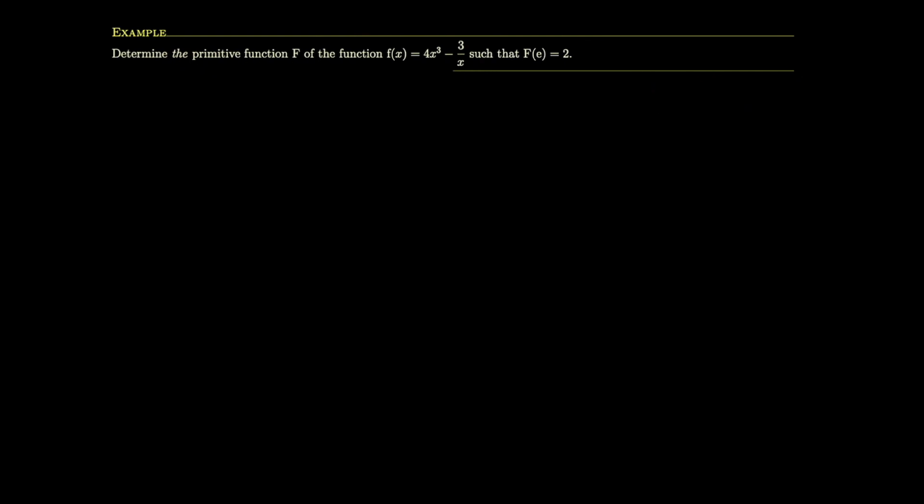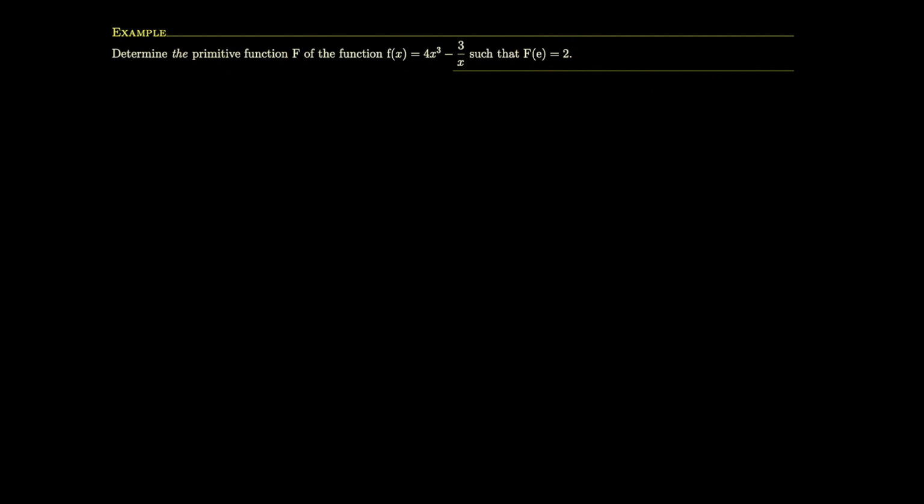So let us read the problem. Determine the primitive function capital F of this function little f expressed here, but such that I have an extra condition to satisfy. F of e, where e is the Euler number, is supposed to be 2.